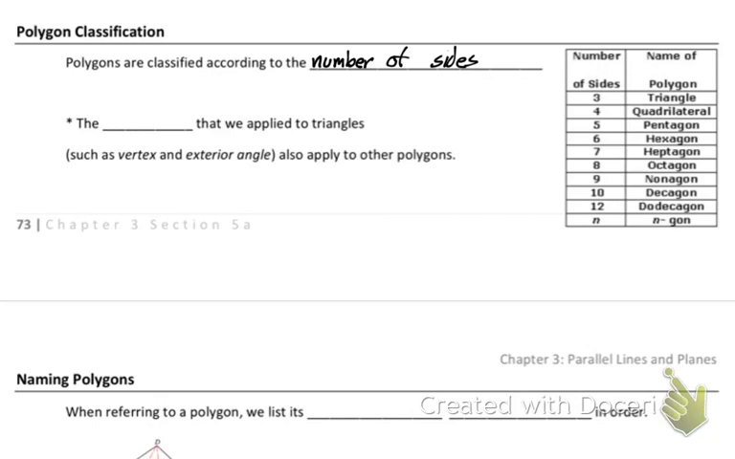Note the terms that we apply to triangles. Since a triangle is a polygon, terms such as vertex and exterior angle will also apply to any polygon. So basically we're dealing with triangles, but they have more sides, and they become just polygons.